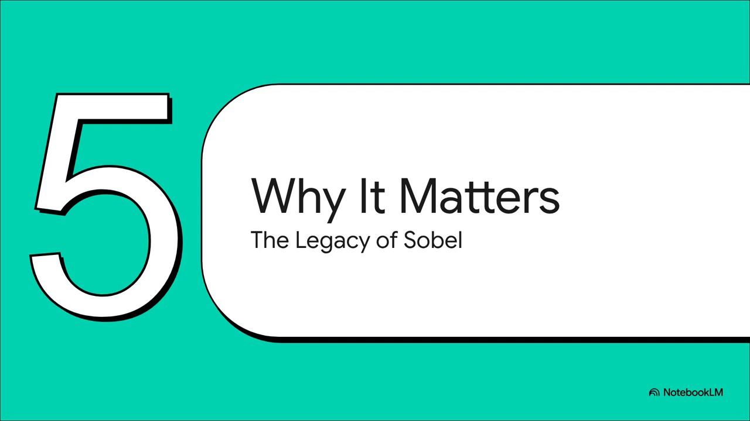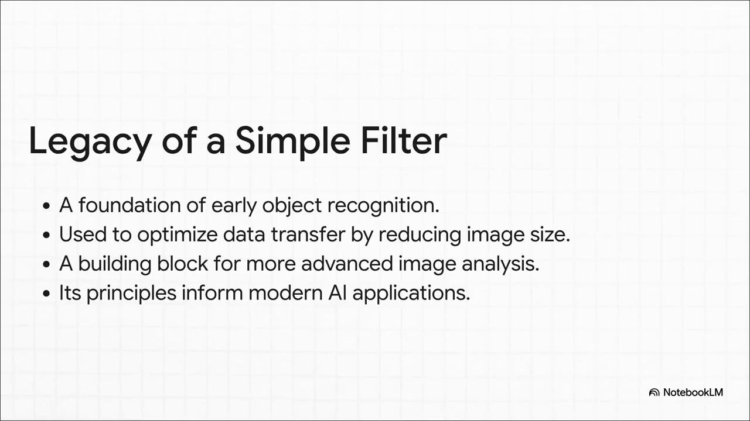So, with all this incredible new technology, why are we even talking about a simple filter from the 1960s? Why does the Sobel operator still matter? Because its principles are absolutely everywhere. It laid the groundwork for object recognition. It inspired generations of better and better algorithms. Even its core idea of simplifying an image is still used to make data transfers more efficient. But the most important thing? Its fundamental concept, using a little kernel to find a specific feature, is the very same principle that's at the heart of the complex AI that powers things like self-driving cars and medical imaging today.